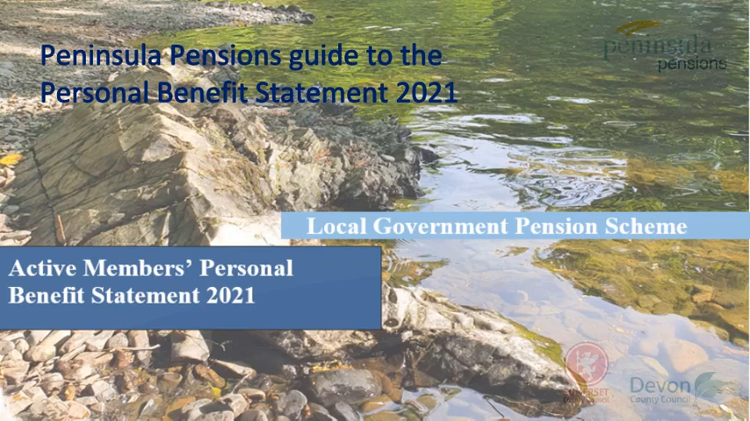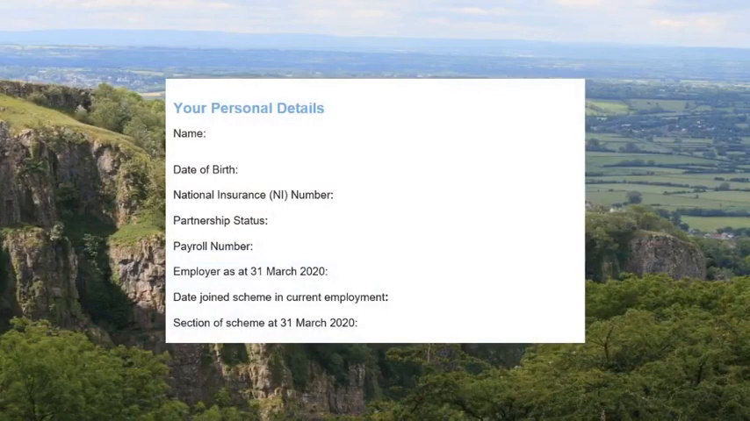This video has been created to guide you through your personal benefit statement. The first section of your personal benefit statement shows your personal details. If you find anything that is incorrect in this section, please contact us, using the details shown later in this video. One of the fields in this section is your partnership status.